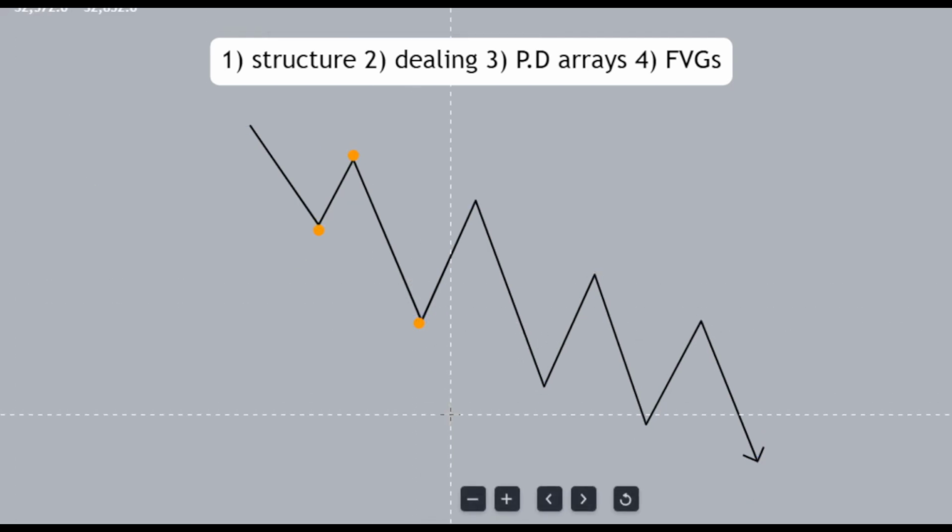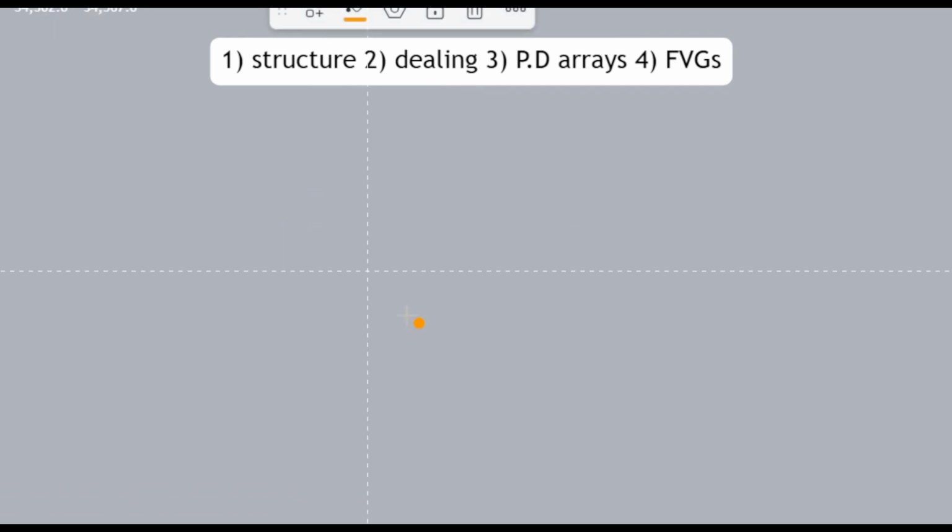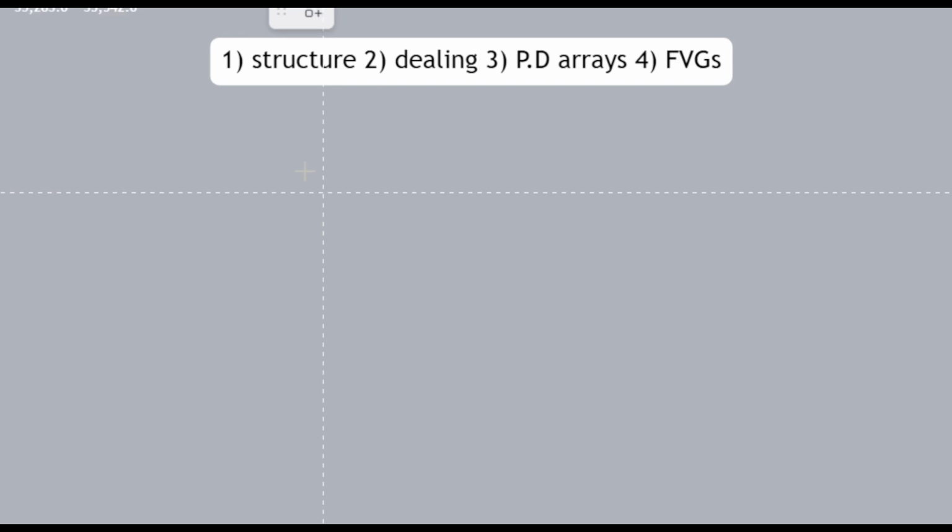The best way to identify a draw on liquidity is to ask yourself, where are the weak structural highs and where are the weak structural lows? So let's dive into this in a little bit more detail. Let's take one leg, for example. We have a leg like this.